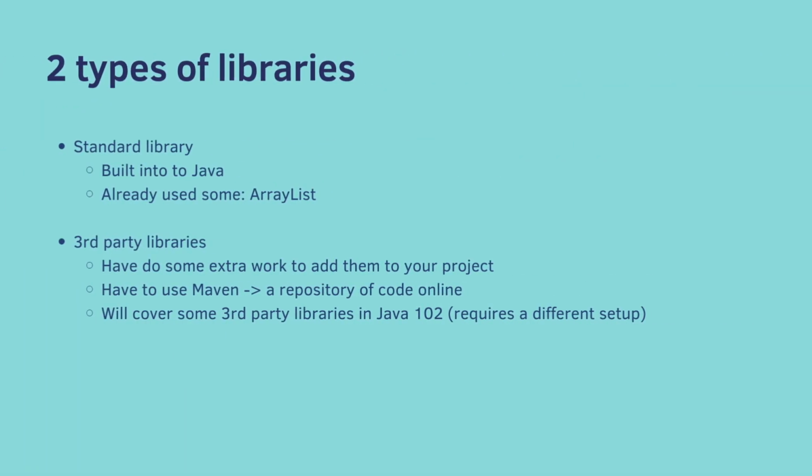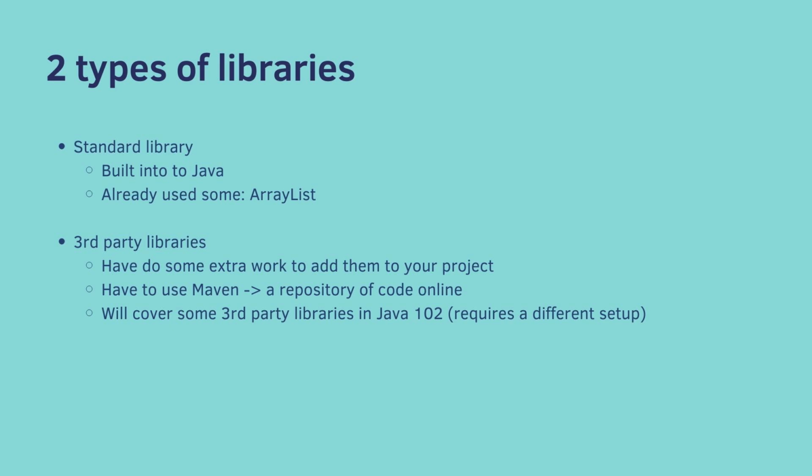There are two types of libraries. One is the standard library. This is already built into Java, and ArrayList was part of the standard library, which means we didn't have to do much to include it.